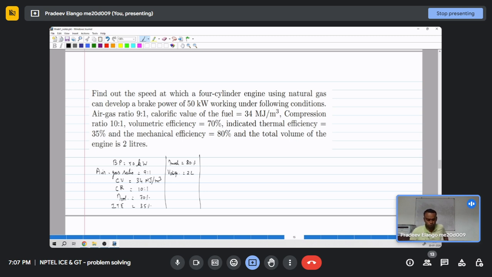So we need to find the speed at which the cylinder has to operate. So now we have brake power. Brake power is torque into omega. Omega is in radian per second. So we have to compute torque so that we know the brake power. This we need to find. Once we know the torque, then we can solve the problem.